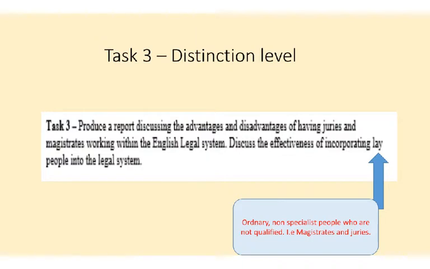So what we have to do is produce a report discussing the advantages and disadvantages of having juries and magistrates working within the English legal system. Discuss the effectiveness of incorporating lay people into the legal system. So I've put in here what we mean by lay people. That is ordinary, non-specialist people who are not qualified, i.e. magistrates and juries.